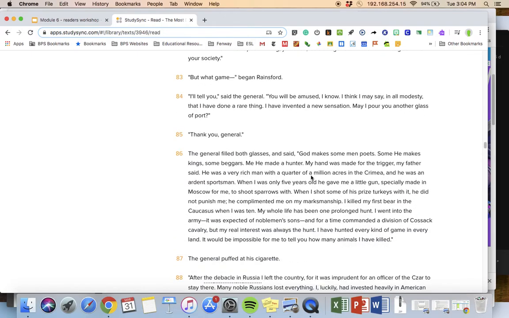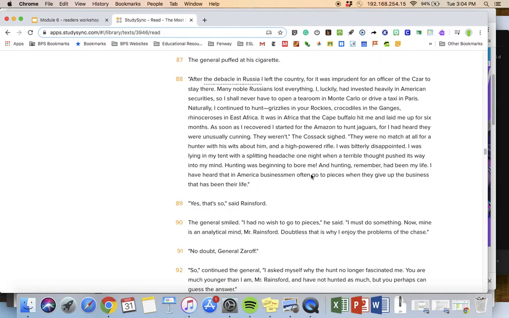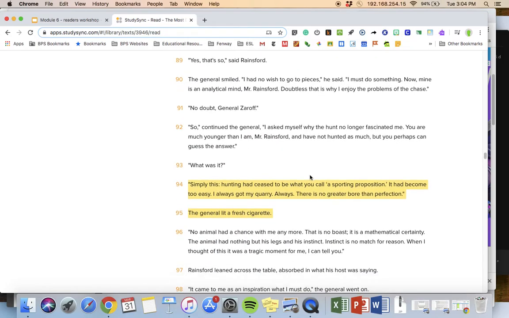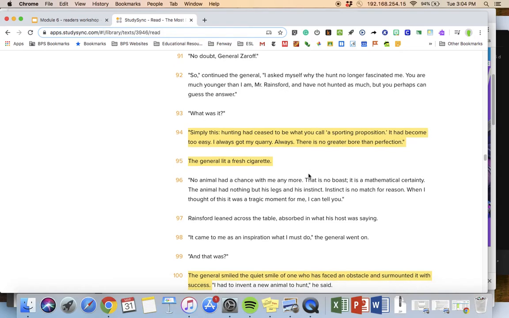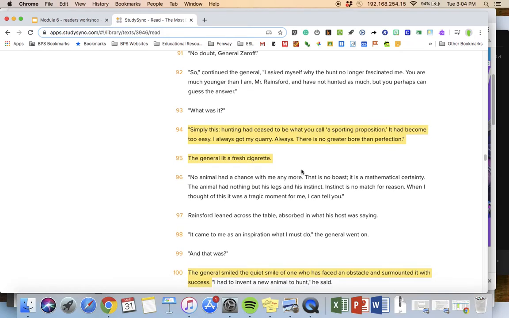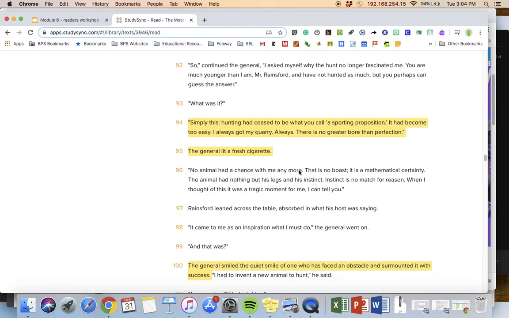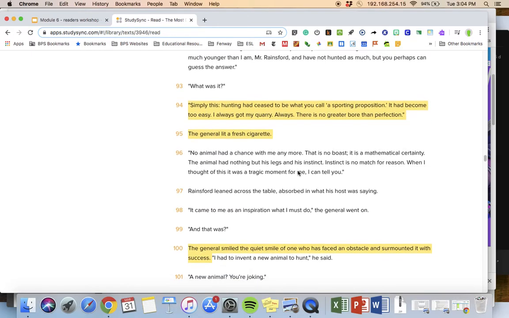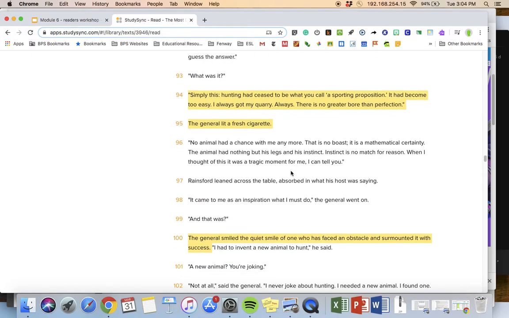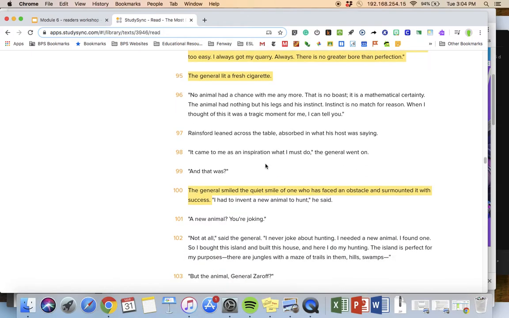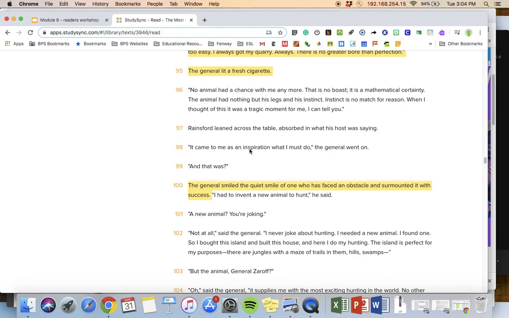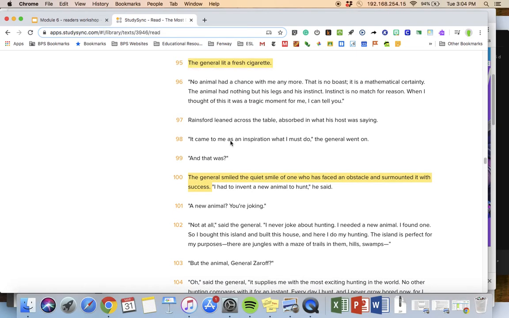So the two continue to talk about hunting, and then he starts to be a little bit unclear with Rainsford, telling him, so I had to invent an animal that was going to give me a challenge, and he's kind of leading up to the fact that he's going to hunt people.